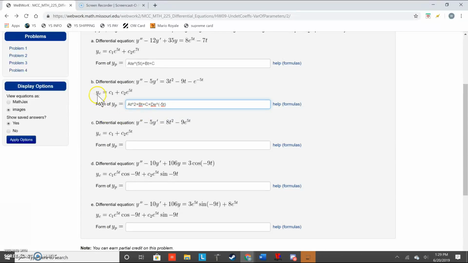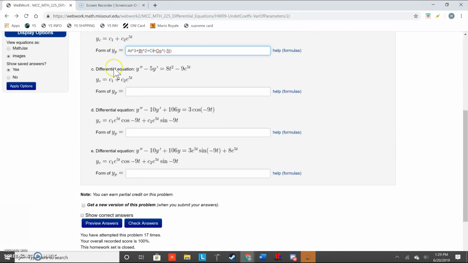Now, once again, we check with the yc. And we see here that one of our terms in the polynomial, the c1 and c, they cancel out. So what we're going to have to do is multiply all of this right here by t. So let's bring this up to a t cubed, t squared right here, and then a t. And then the de to the negative 5t. So this one, we don't have to change at all because this one's the negative 5t, this one's the e to the 5t, so they won't cancel out. So that should be the right solution for that one.